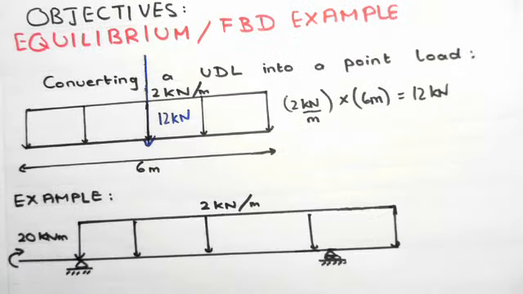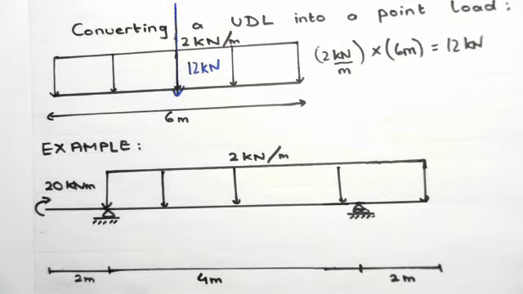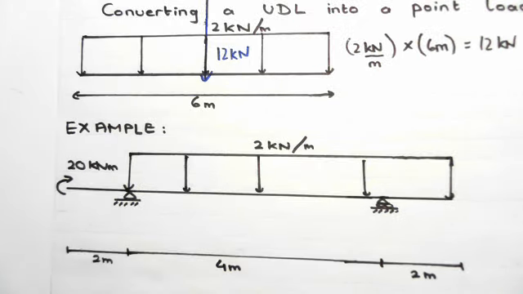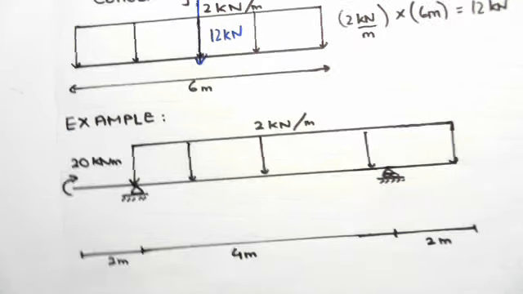Next, we have this example here. We have a simply supported beam with a UDL and a positive clockwise moment at the end. The span between the supports is 4 meters, and the extensions on both sides are both 2 meters. Now, how would we start this? By equilibrium, as mentioned before.